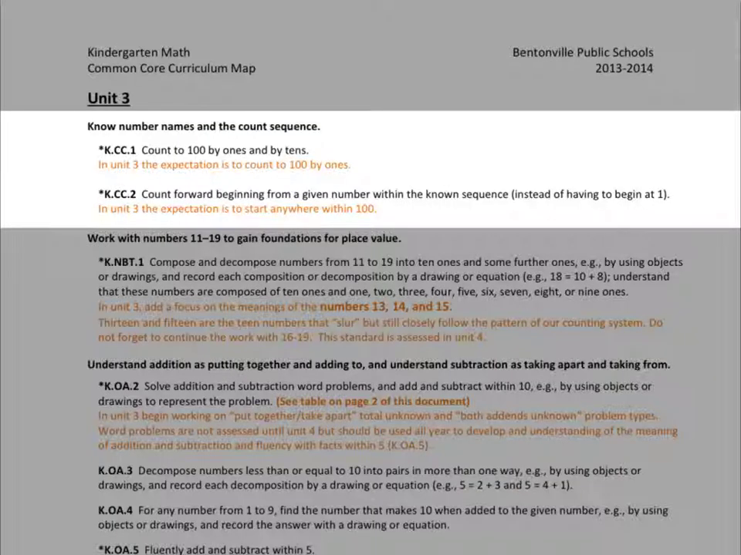In Unit 3, the expectation is that kindergartners will extend the counting sequence to 100. KCC 2 specifically says that kindergartners can count forward beginning from any given number within the sequence. So instead of beginning at 1, they might start at 37 and count on 38, 39, 40, and so on. There are many good games and activities that you can engage students in to get them to identify the next number in the counting sequence.